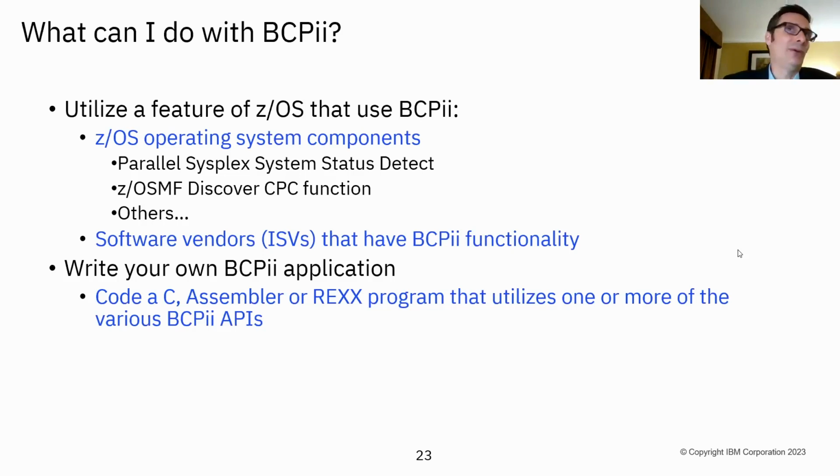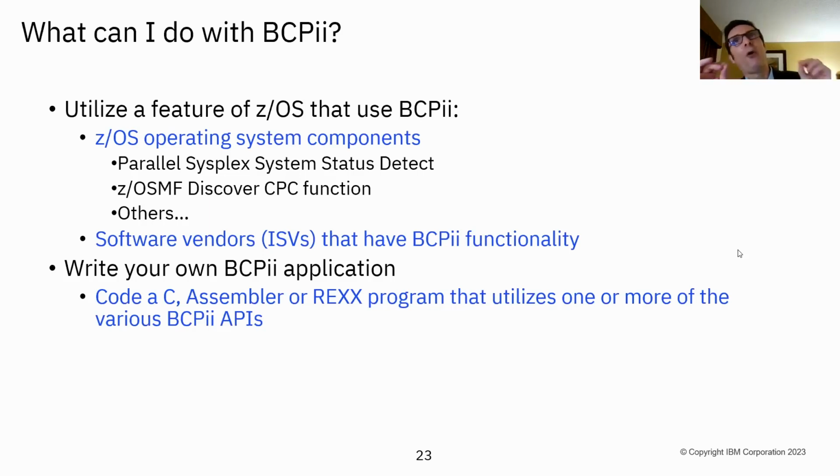An example, and I went into great detail with that, just because I want you to understand how a particular application, or in this case an operating system component such as parallel sysplex, can use BCPii. z/OSMF has a Discover CPC function, for example, that is used in many different aspects of z/OSMF, so that I can learn about the topology of my HMC network configuration. There's Capacity Provisioning Manager that uses BCPii. HCD uses BCPii. Several operating system components use BCPii.